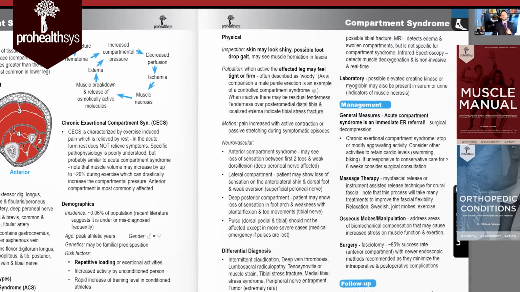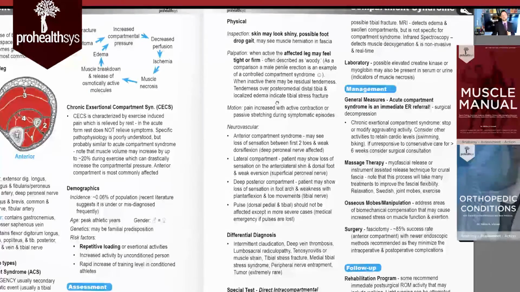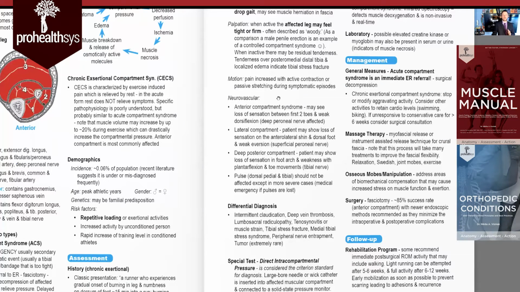Tenderness over the posteromedial or distal, what are we looking at? Oh, we're looking for the stress fracture here, pardon me. So if there is a coexisting stress fracture at the same time, then you might have tenderness over palpation of the tibia. That's all I'm trying to say here. Pain increase with active contraction or passive stretching during symptomatic episodes. Absolutely. If you try and contract it, it might be weak, or the contraction of the muscle may increase the pressure even a little bit more and cause pain and symptoms as well there.